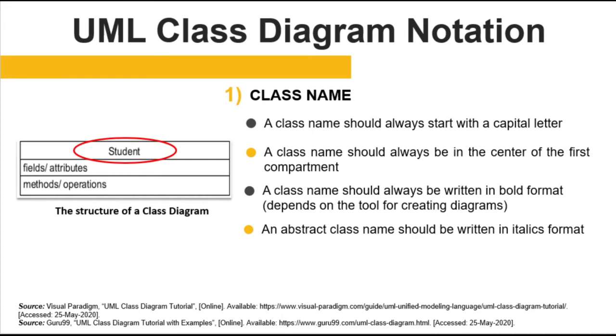UML class diagram notation. A class represents a concept which encapsulates state or attributes or class fields and behavior or operations and methods. Each attribute has a type. Each operation has a signature. The class name is the only mandatory information.